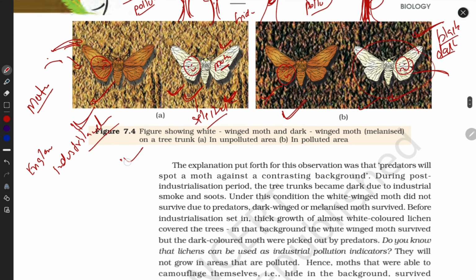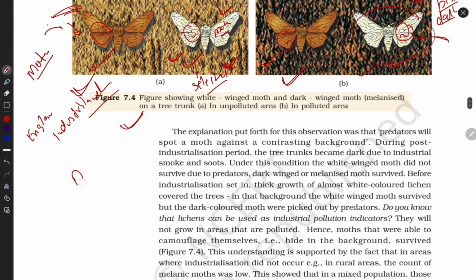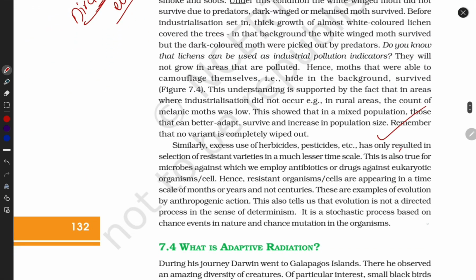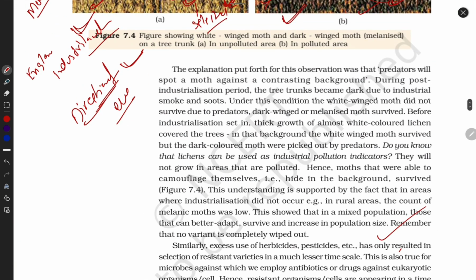So this is the example of directional evolution. There are multiple types: directional, stabilization, disruptive. This is not in your syllabus, but okay, I'm going to teach you.